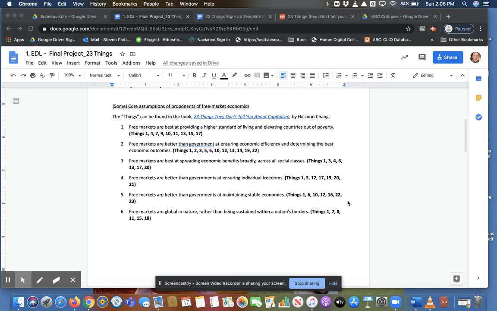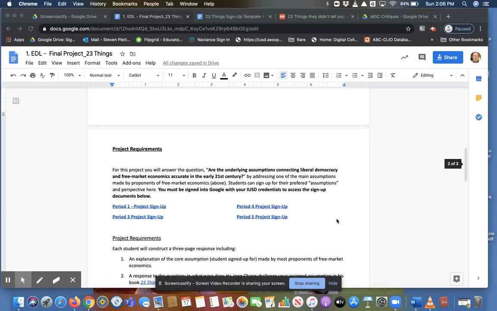Free markets are best at providing a higher standard of living and elevating countries out of poverty. Free markets are better than government at ensuring economic efficiency and determining the best economic outcomes. Free markets are best at spreading economic benefits broadly across all social classes. Free markets are better than government at ensuring individual freedoms. Free markets are better than government at maintaining stable economies. And finally, free markets are global in nature rather than being sustained within a nation's borders. These are all basic core assumptions that we see in most free market economic theories.